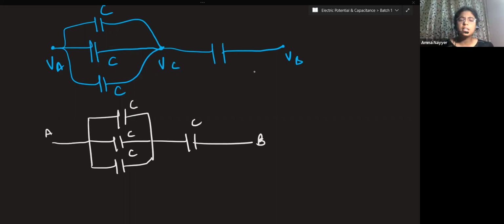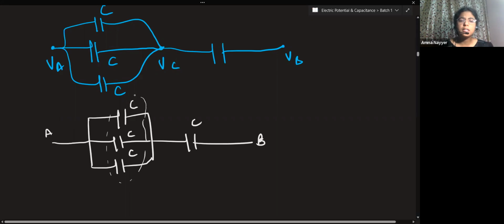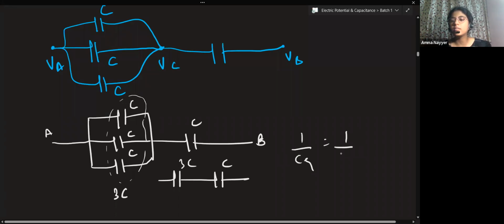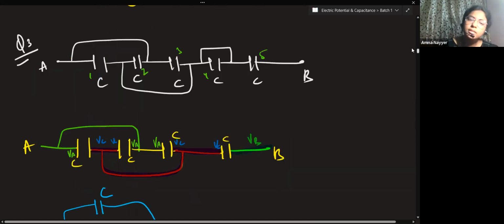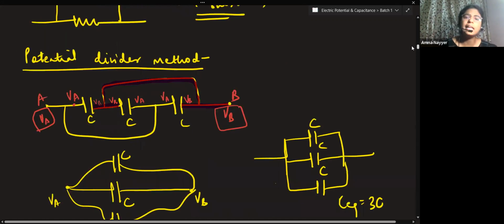Okay, so now this is easy. These are three capacitors which are connected in parallel. So this becomes 3C. 3C connected with C in series. That gives you 1 by C equivalent as 1 by 3C plus 1 by C. So C equivalent becomes what? It becomes 3C divided by 4. This is your answer. All right, so now note down these methods. And if you are still having doubt, then ask me again. I'll explain you again.